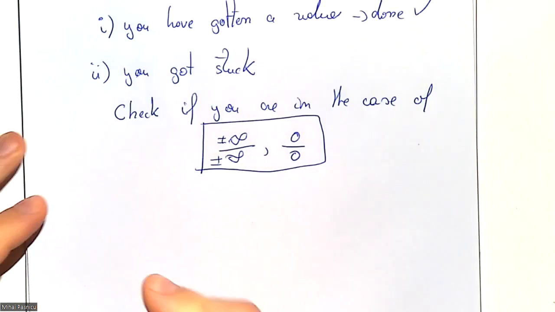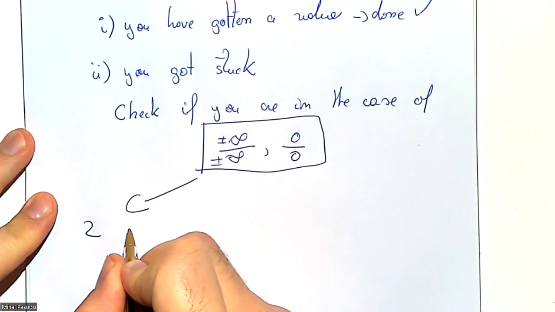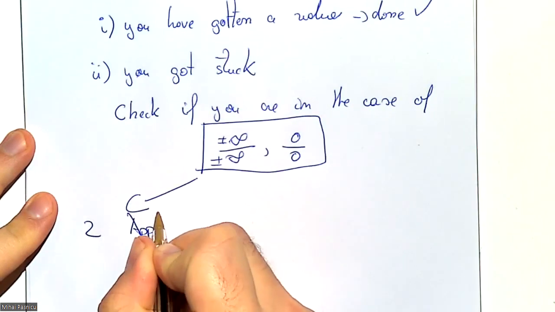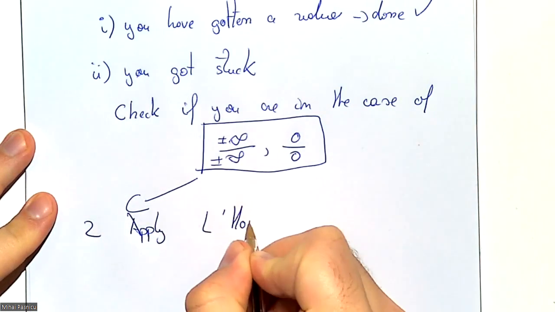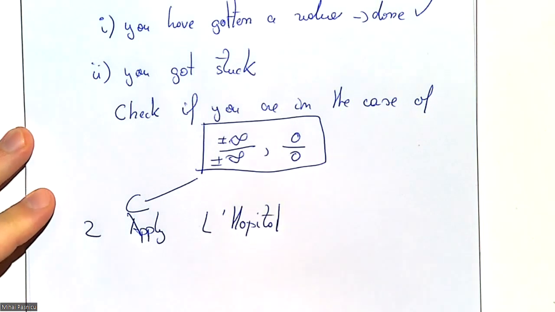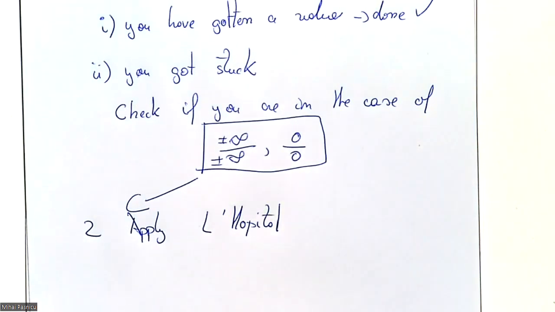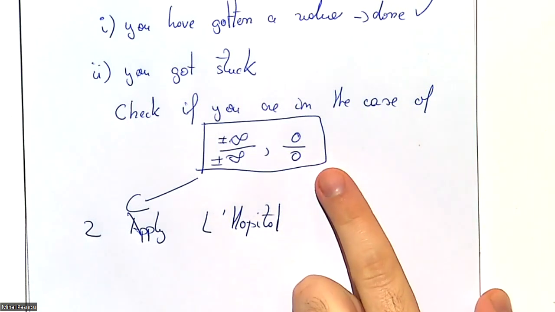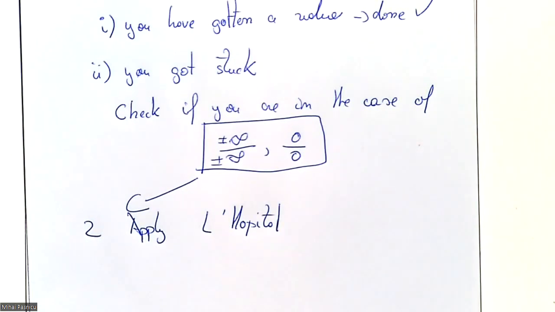Only in this case, again, really important, you can proceed to step two, which is apply L'Hopital. If on the exam you do not check that you're in the right case, even if you apply L'Hopital correctly, you'll lose points. If you are in the wrong case and you apply L'Hopital, you're basically going to lose everything, no discussion, because you showed that you do not know the theorem and you just blindly applied something you remember from class.